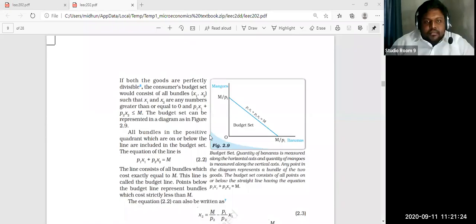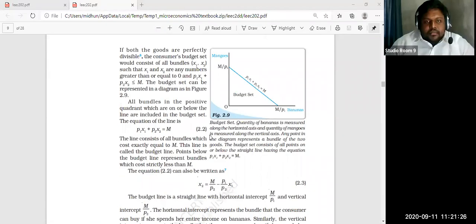Here, next page number 16. In both, the goods are perfectly divisible. The consumer's budget set would consist of all bundles X1, X2, such that X1 and X2 are any numbers greater than or equal to zero, and the price of the first commodity multiplied by the quantity of the first commodity plus the price of the second commodity multiplied by the quantity of the second commodity is equal to or less than the income. The budget set can be represented in a diagram as in figure 2.9. So simply we will be able to explain that with the budget line.